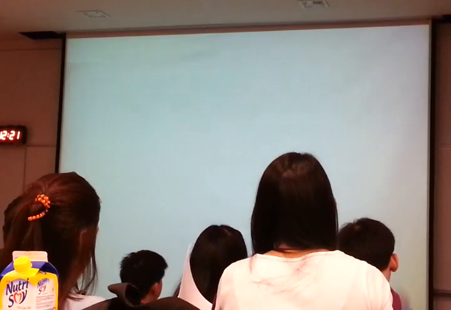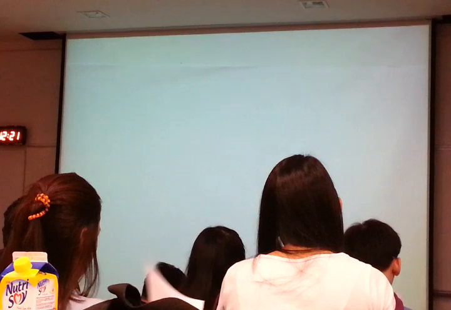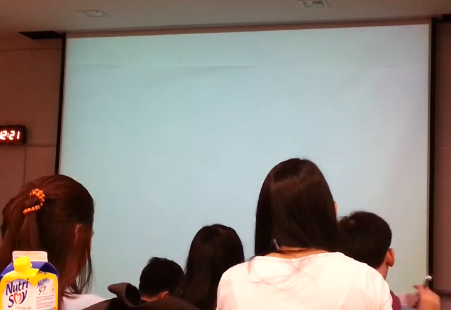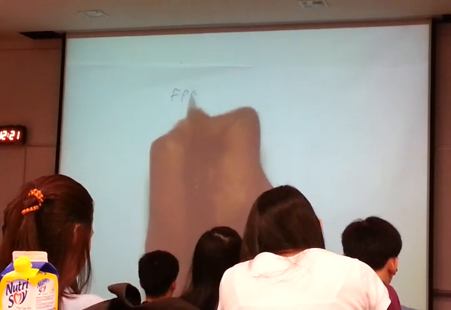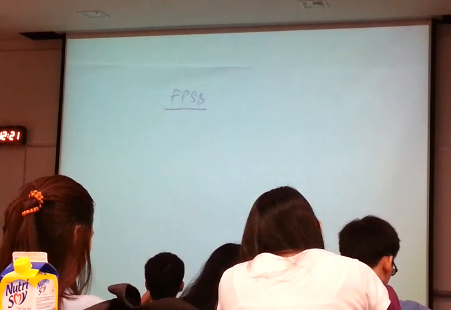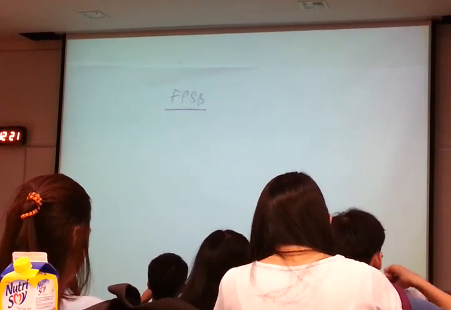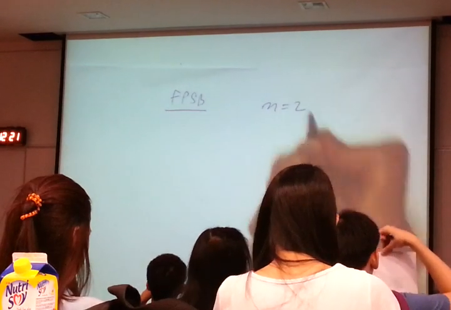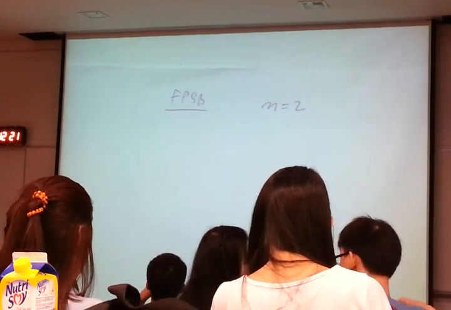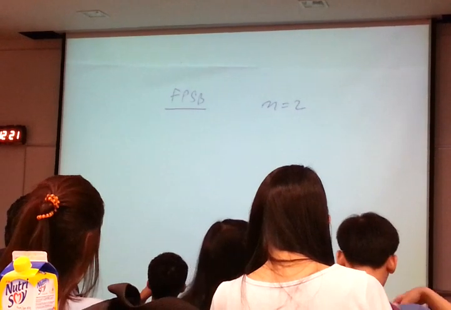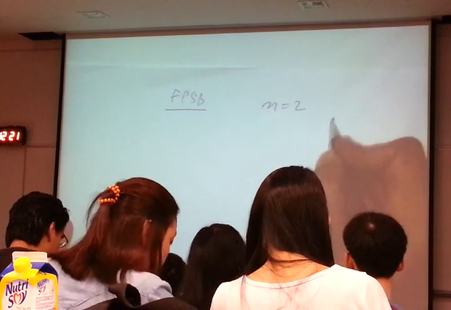Okay? Let me summarize the question for you. There is a private values first price sealed bid auction. There are two bidders, n is equal to 2. The valuations V1 and V2 are drawn from a distribution between 0 and 1.